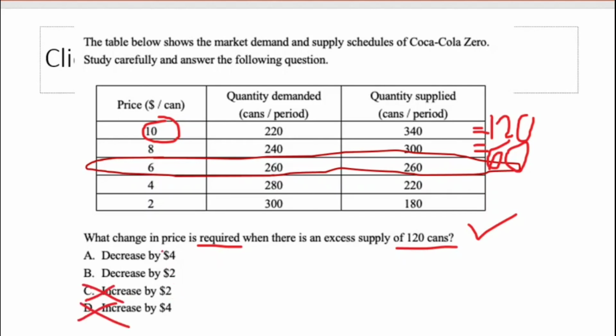So C and D are wrong. And how do we do this? Is it decrease, right? 10 minus 2, that's 8. You should come up with 6. Well, X for this one once again, and the answer really is decreased by $4 because 10 minus $4 is equal to 6. Correcto!